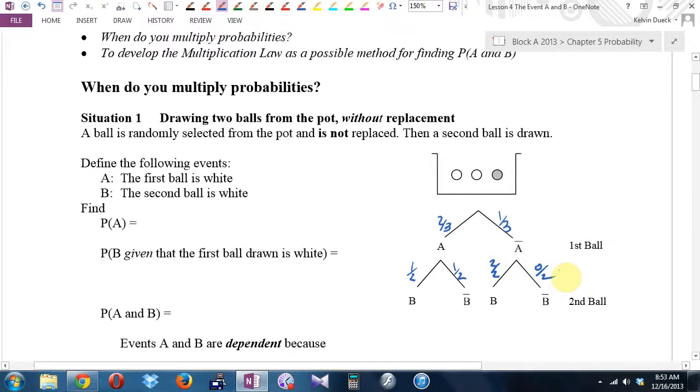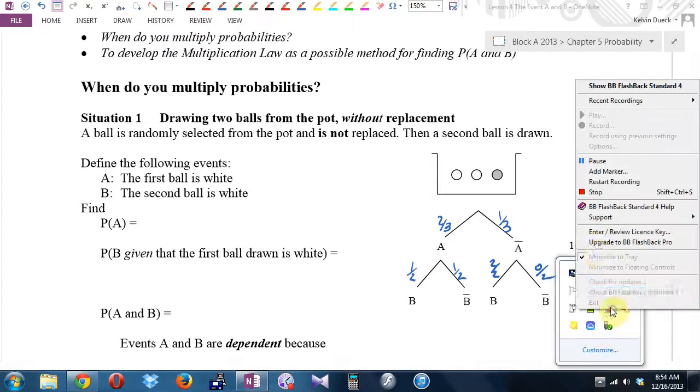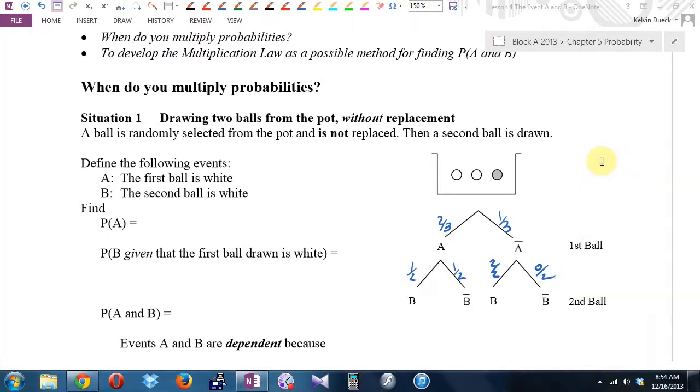Some nice things about a tree. There's some built-in error checks. Don't write this down, just watch. Oh, got my latecomer. Look up, this is really handy. Some built-in error checks, and this will always work.